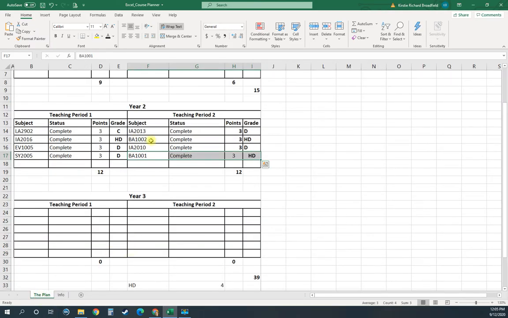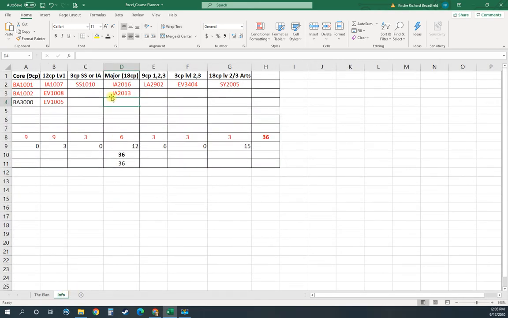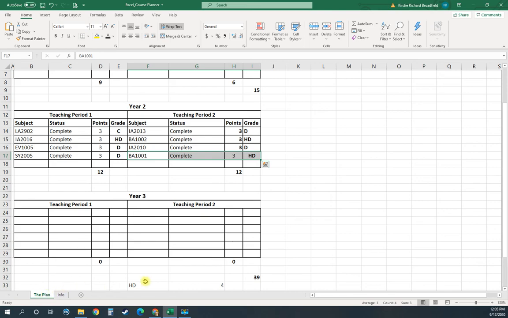We look at our plan. We've got 2 cores there in 1 semester, and IA 2010. So you can see it's all slowly going down, heading towards completion.